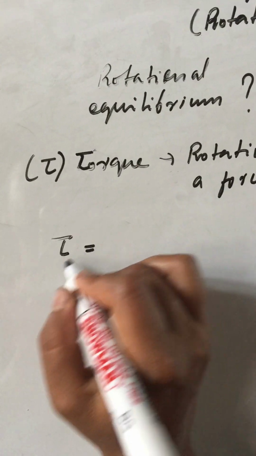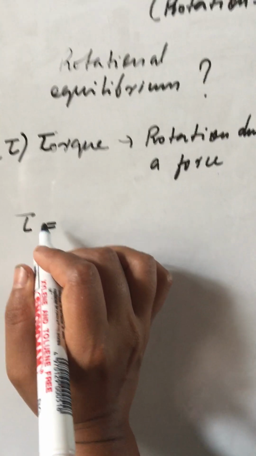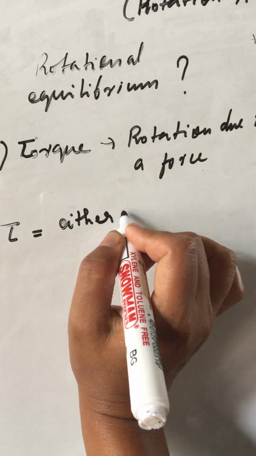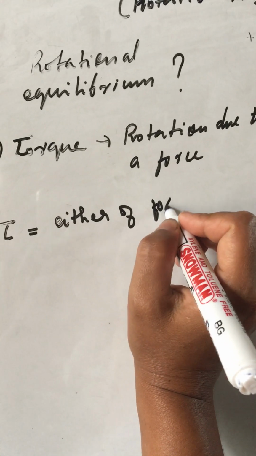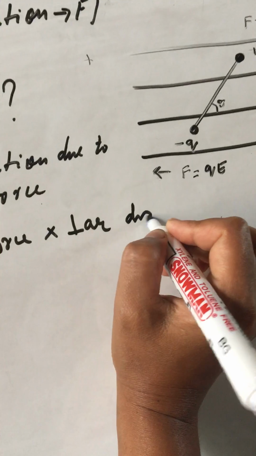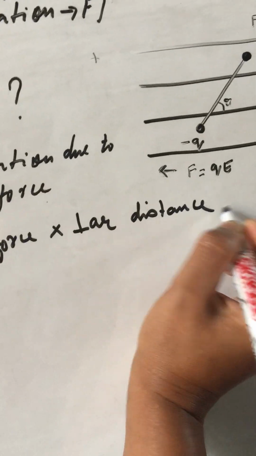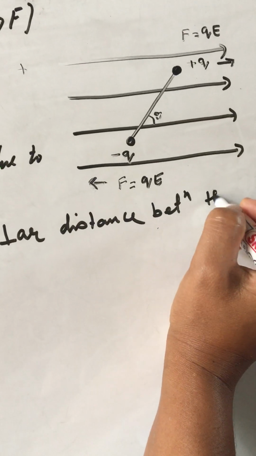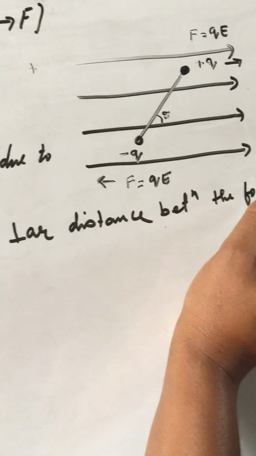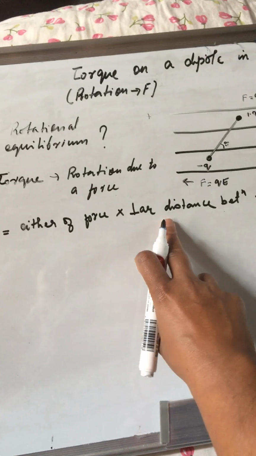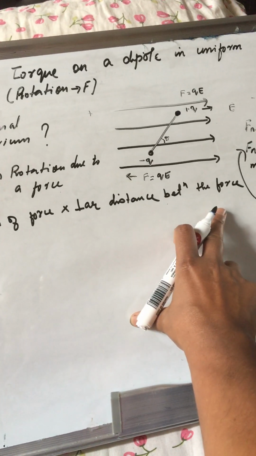The formula for the torque is either of the forces into the perpendicular distance between the forces. So this is the definition: torque equals either of the forces into the perpendicular distance between the forces.